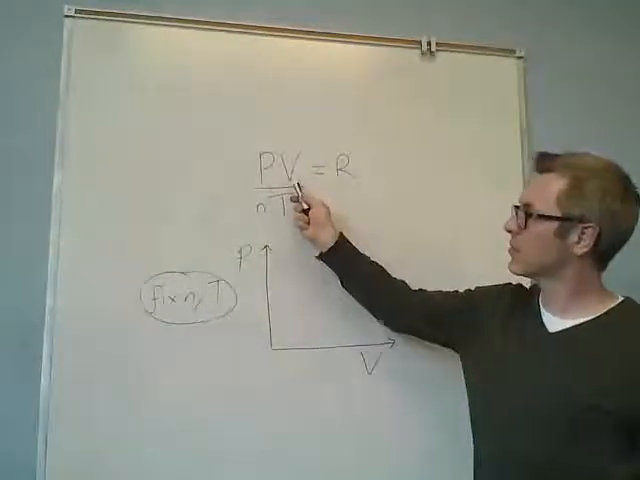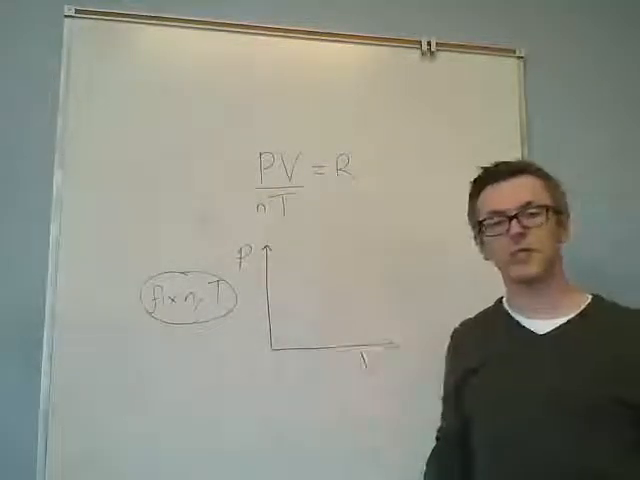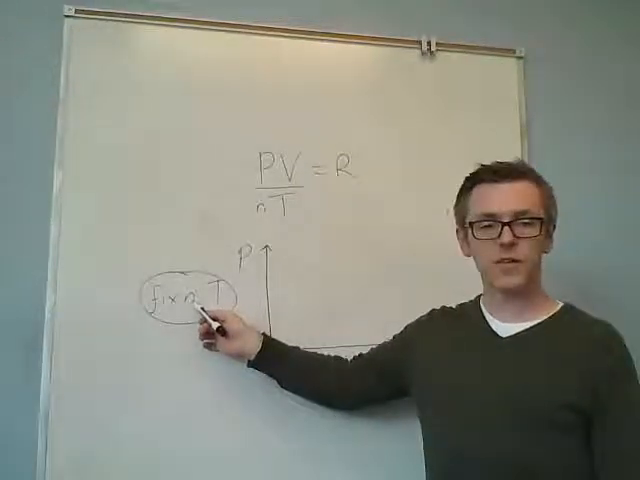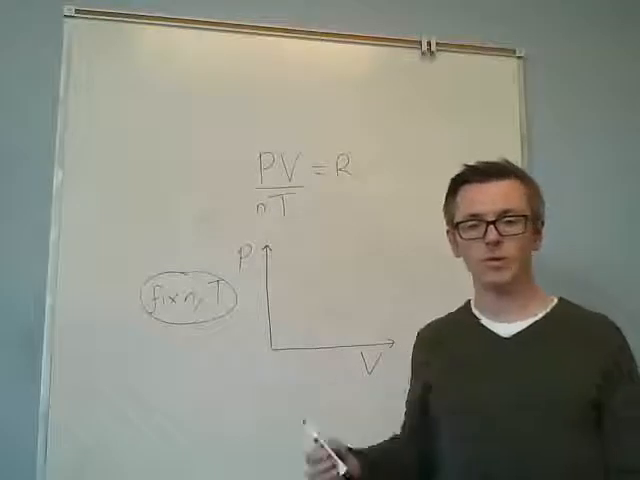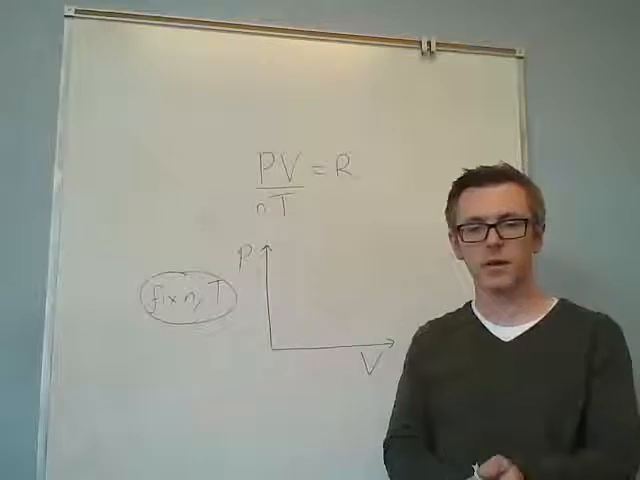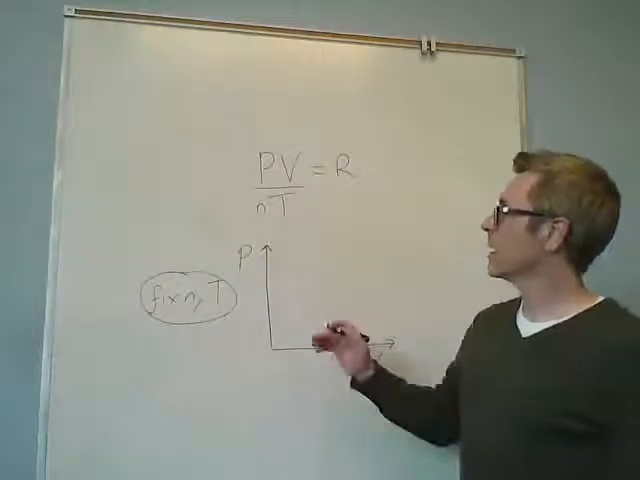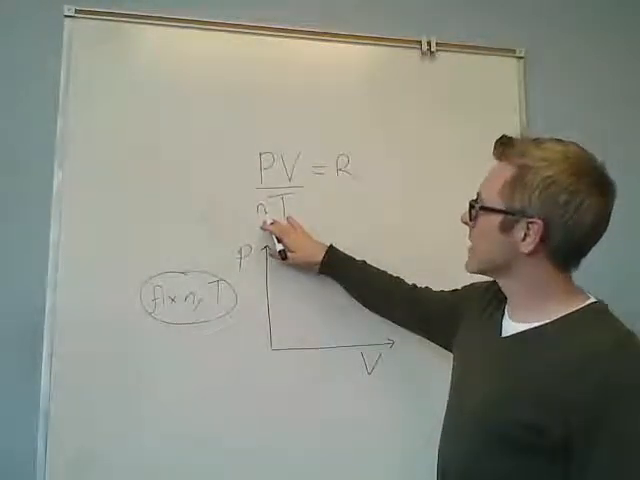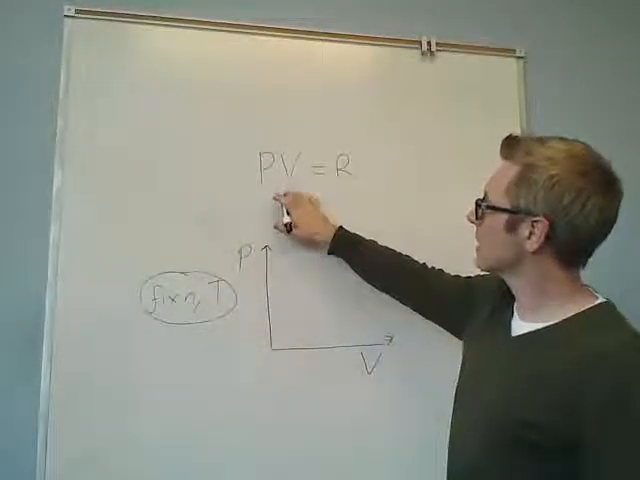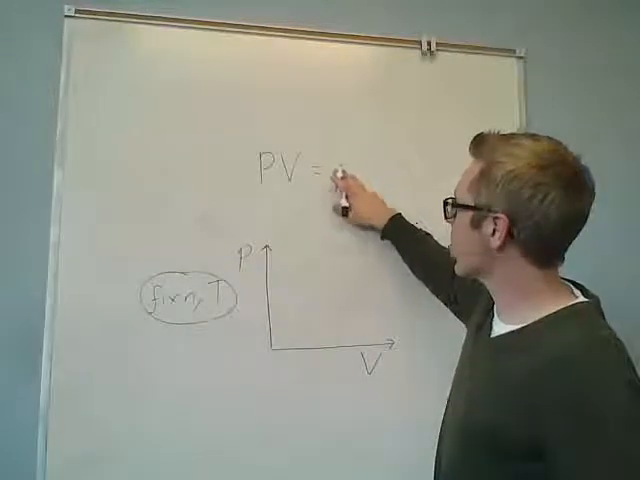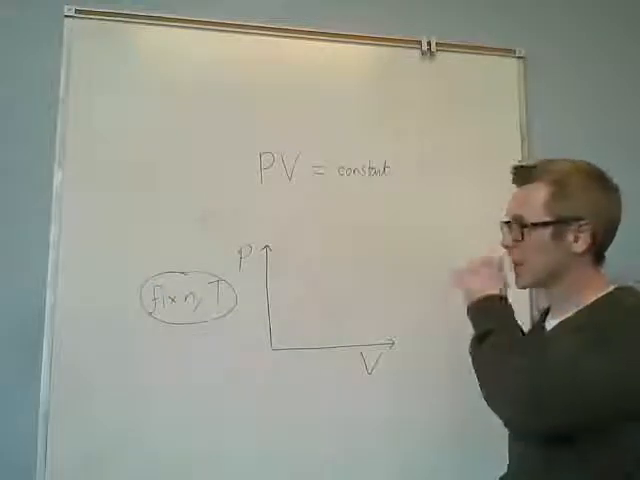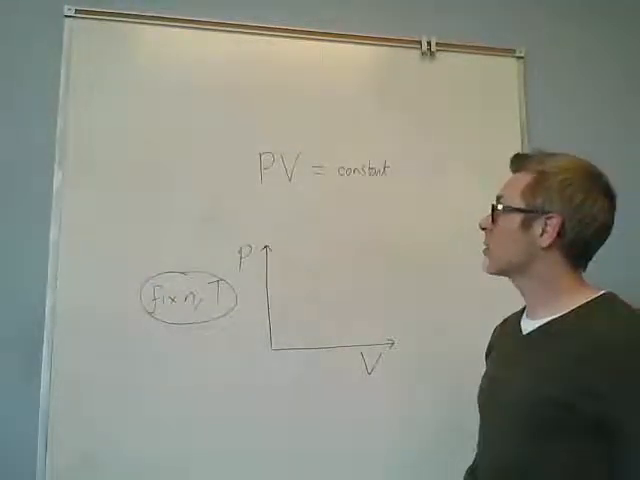Well, if I'm looking at 2 of the 4 variables, I have to keep the other 2 fixed, so that means they don't change. So I'm going to keep the moles fixed, so no molecules go in or out, and I'm keeping a fixed temperature by the aid of a water bath or something. So anything that's fixed, I can ignore. So we're saying that PV is a constant. Let's replace R with just the word constant. So PV is a constant.